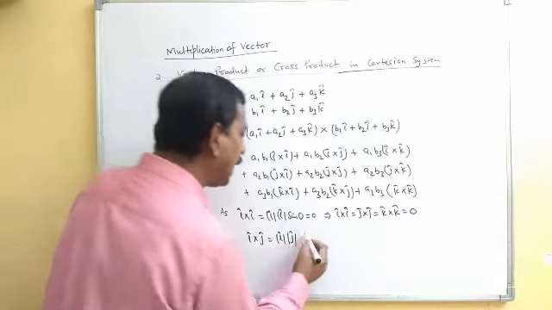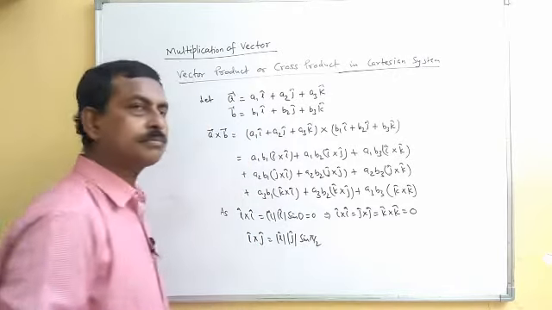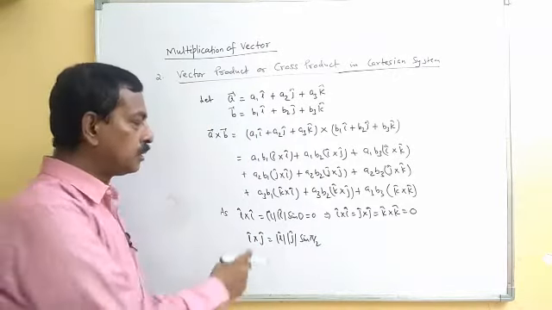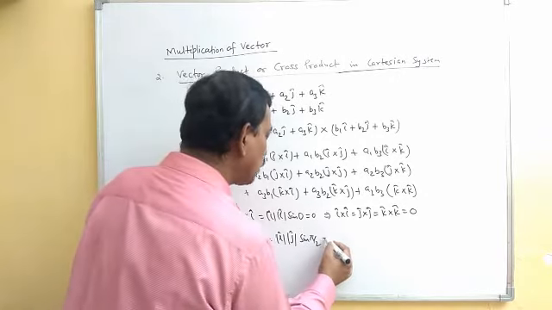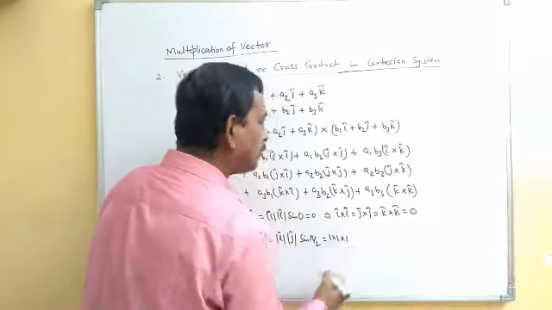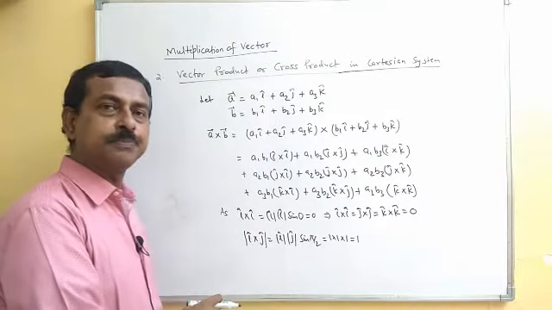This is one. And now the angle between the two, that is your sine 90. So this will give you the magnitude. So this will be equal to 1 into 1 into 1, and that is 1. But then we'll have to find the direction also.